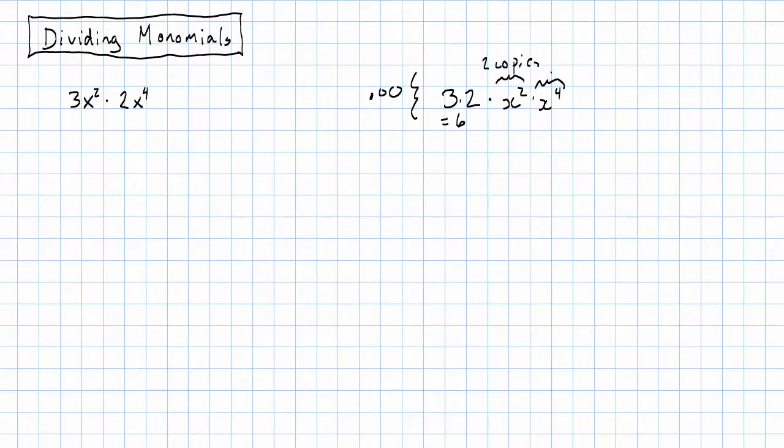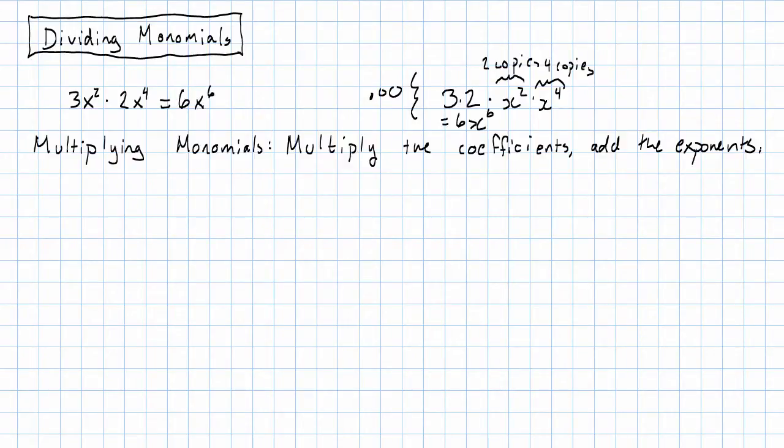X to the fourth, that's 4 copies of x. Put them together, that's 6 copies of x. So we'll get 6x to the sixth. What we actually do is multiply the coefficients, add the exponents. To reverse that process, then, we want something that we'll call division.